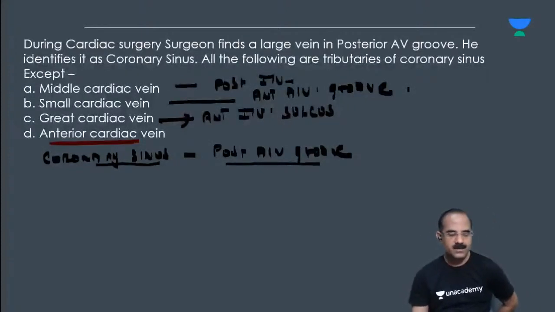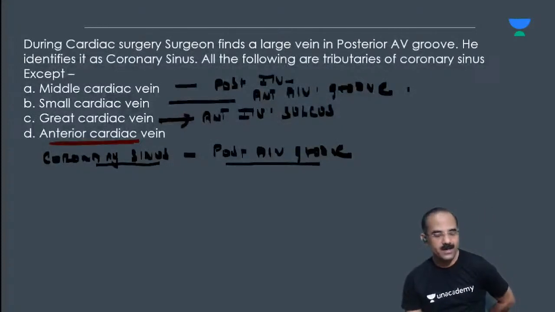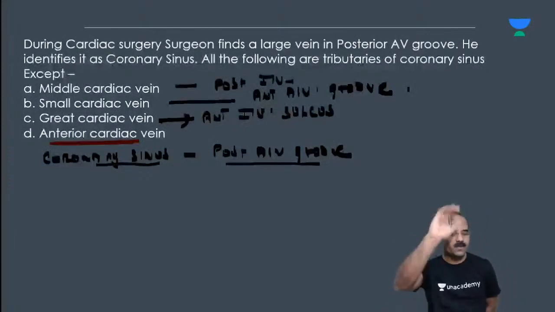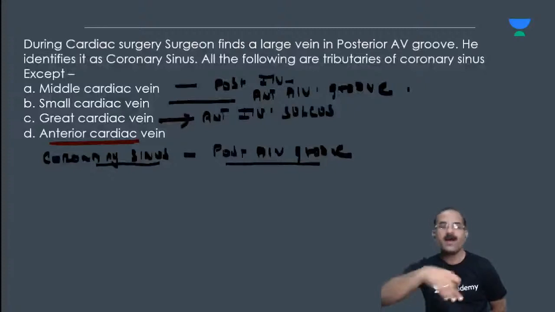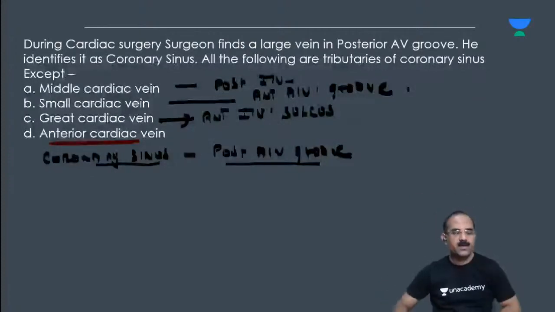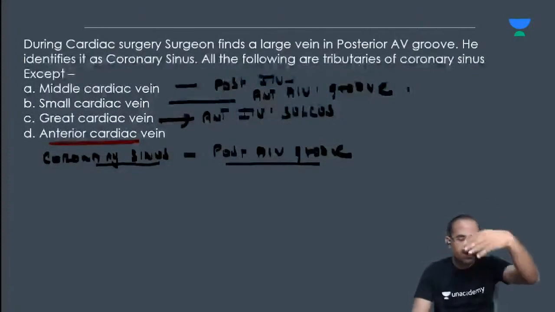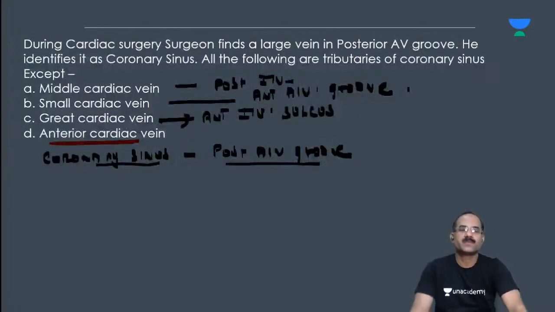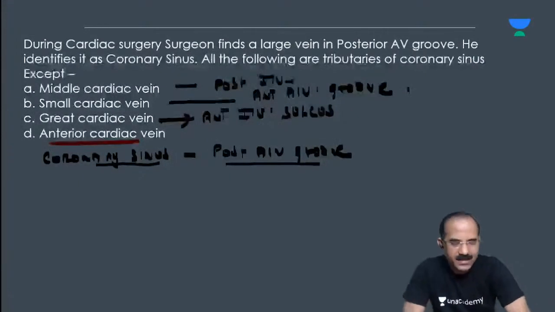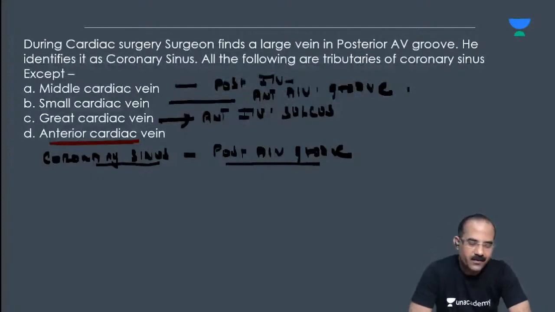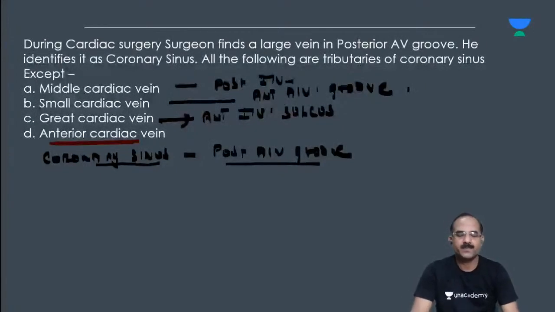Opening of IVC is guarded by Eustachian valve, right? Opening of IVC is Eustachian valve, and opening of coronary sinus is the Thebesian valve. If you can quickly tell me, this Eustachian valve, this Thebesian valve are derived from what? I don't want the details, just which part? It's the right venous valve.